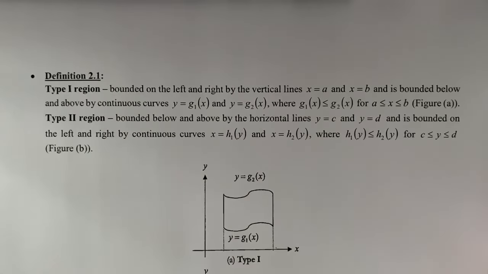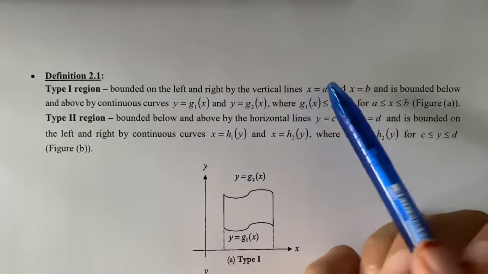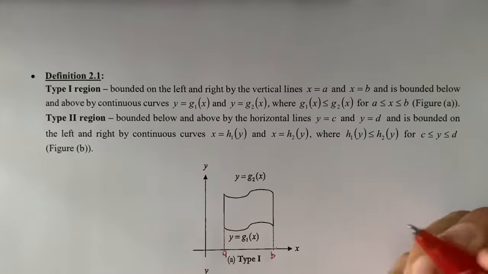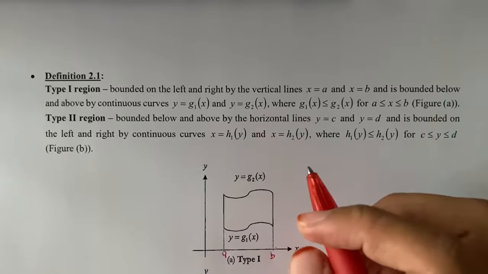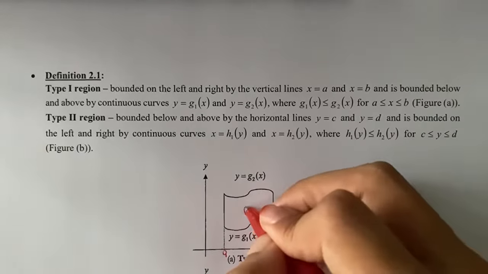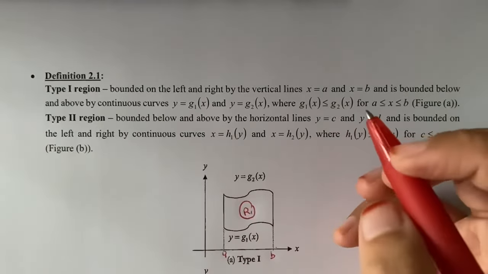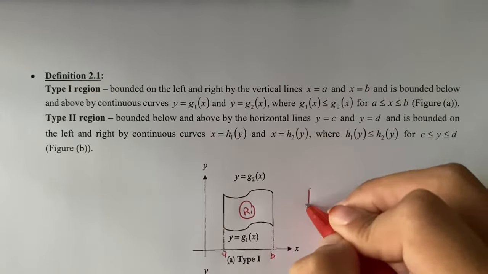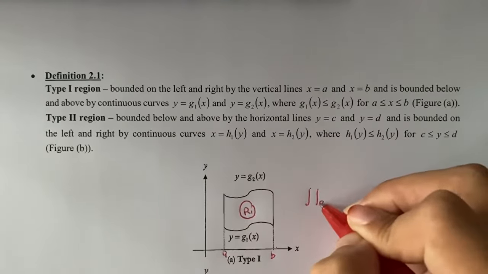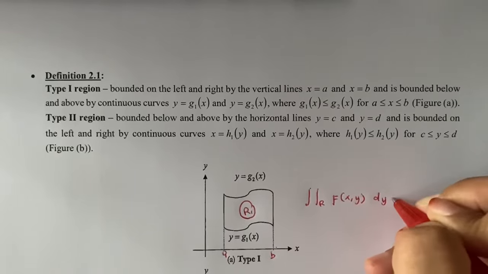We have Definition 2.1. We classify this into two types of region. A Type 1 region is bounded on the left and right by the vertical lines x equals a and x equals b, and bounded below and above by the continuous curves g1 and g2. So this is your region R1, let's say. When you do the double integration of f(x,y) over it, you have dy dx.